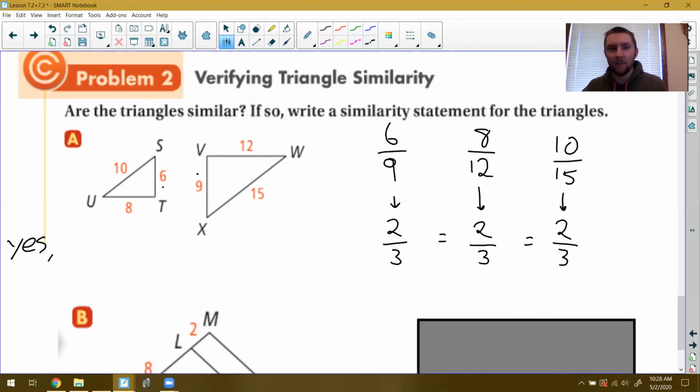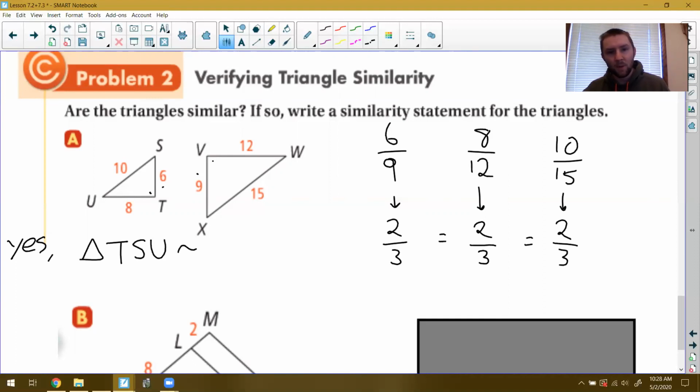So again, a similarity statement simply says this shape is similar to this shape, and we're very careful about the order that our points come in, right? So when I write my similarity statement, I'm going to start maybe with the thing that looks like it might be a 90-degree angle in each one. So I'm going to start with T, and then I'm going to go to the shortest side first. So that'd be the 6, so I'm going to go TSU.